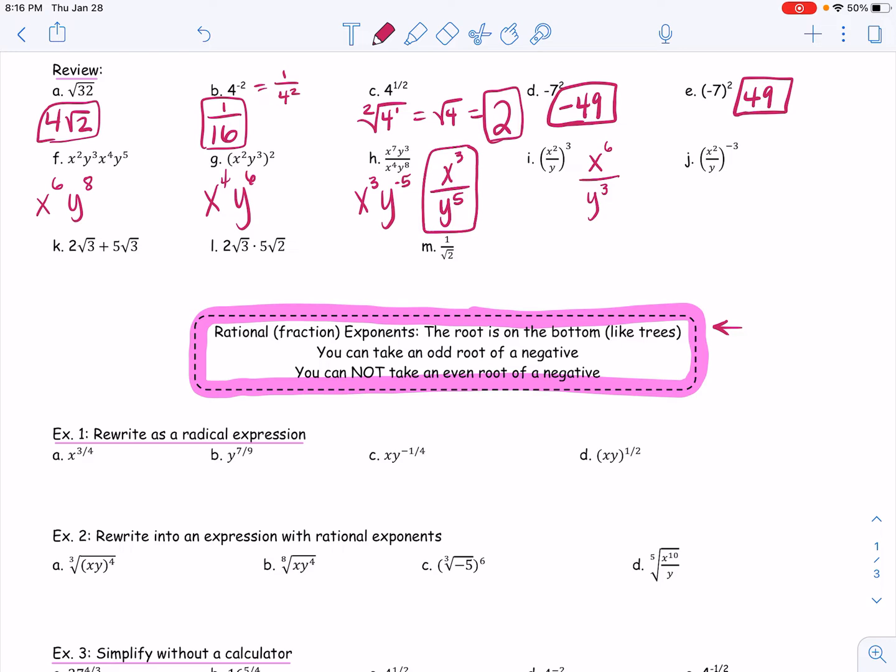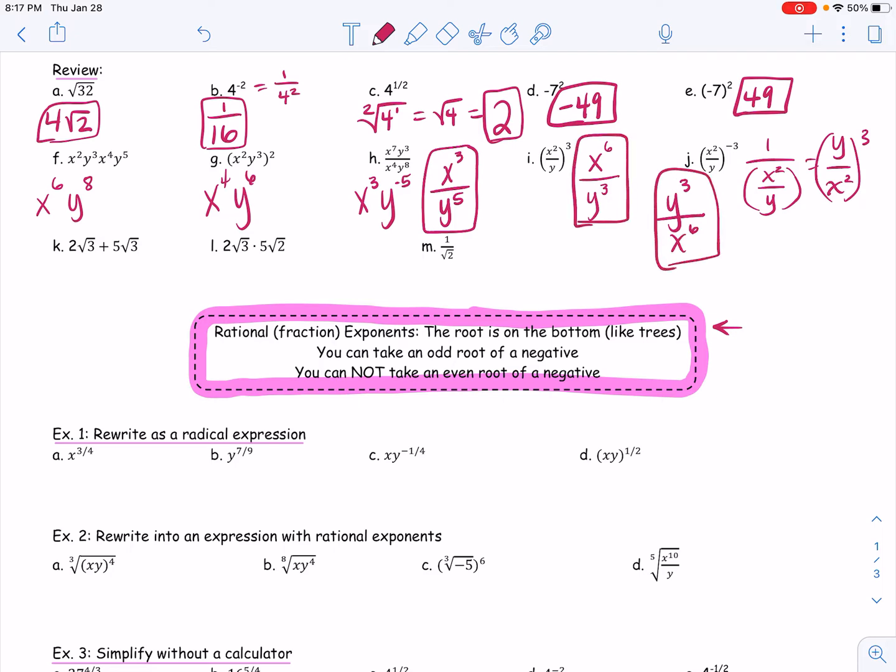In J, notice that exponent is pretty much the same exact question as I, but notice that 3 now is negative. So technically, we're doing 1 over this fraction, right? But another way of writing that is just reciprocating that fraction. So it's really just y over x squared, but still raised to that 3rd power. So it would actually be y to the 3rd over x to the 6th. So the same exact answer, just flipped because that 3 was negative.